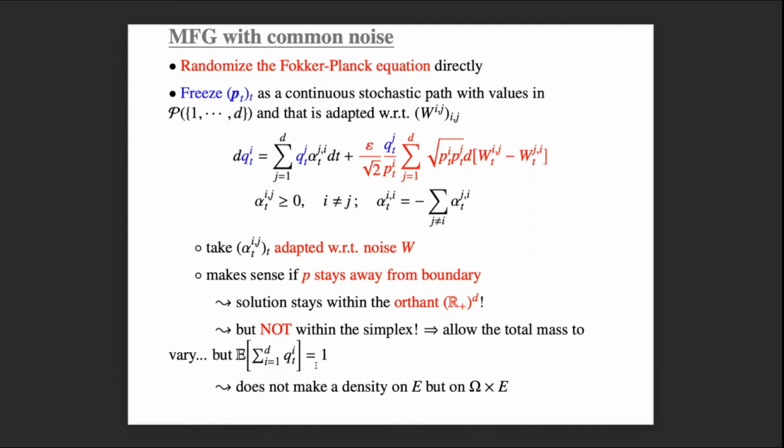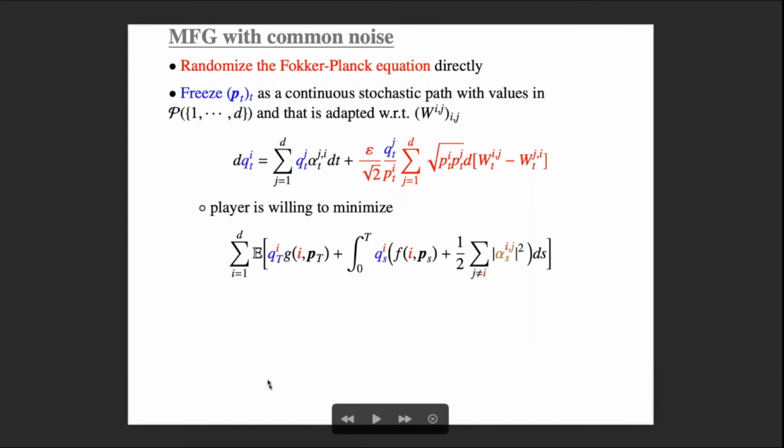But this is not my main message for the rest of this discussion. What I want to stress is that if you assume that this describes a kind of Fokker-Planck equation for one particle, you can minimize exactly the same cost as before, except that now you have an expectation in front of the whole thing, and this expectation is related to the noise W that you have.